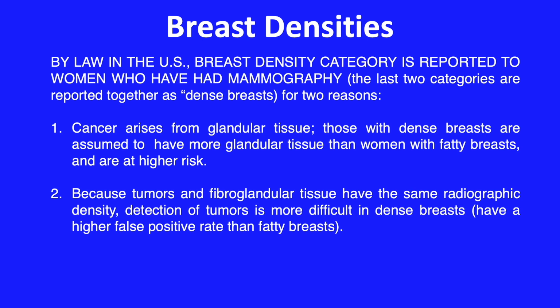1, cancer arises from glandular tissue. Those with dense breasts are assumed to have more glandular tissue than women with fatty breasts and are at higher risk. And 2, because tumors and fibroglandular tissue have the same radiographic density, detection of tumors is more difficult in radiographically dense breasts, which have a higher false positive rate than fatty breasts.